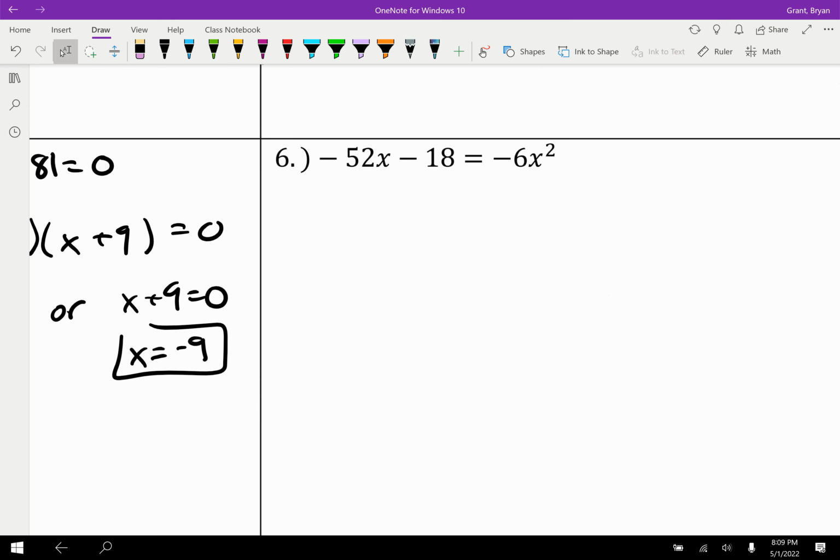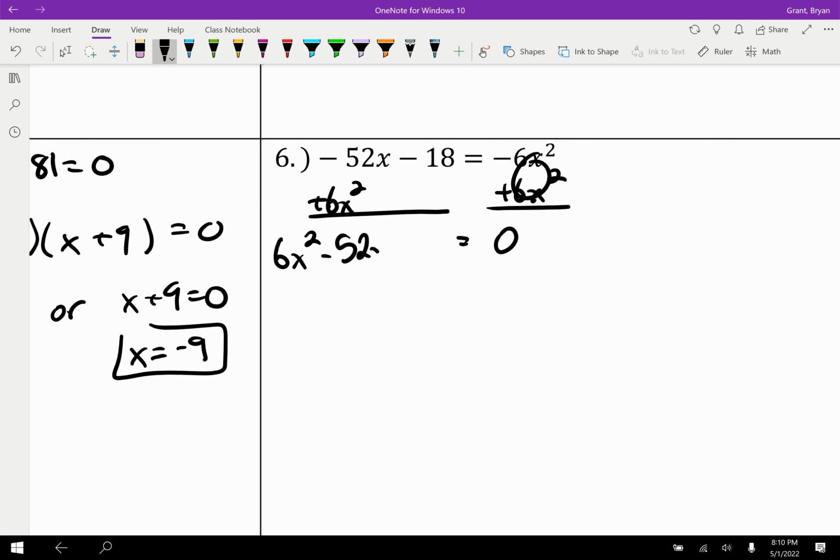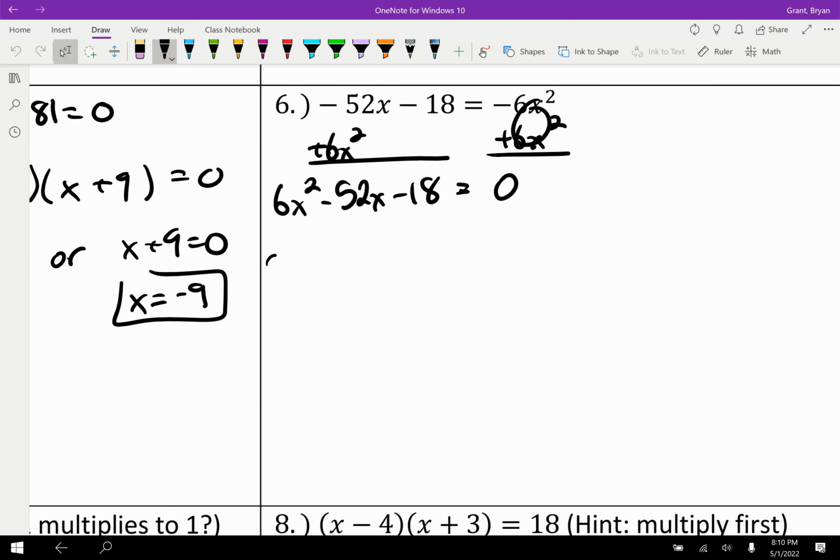Let's try 6. Well, we have an x squared and an x, so it looks to me like we can't use SADMAP yet, but we at least can add 6x squared to each side. 6x squared, very exciting. Standard form, let's see, 6x squared minus 52x minus 18. Well, I would say that we could go through and divide out something. Oh, we can take a 2 out of all of these, can't we? Let's divide everything by 2. Otherwise, those numbers are way too big.